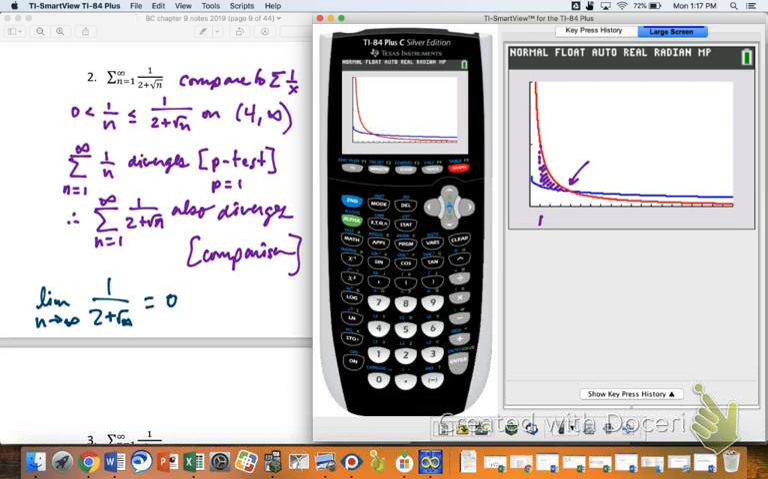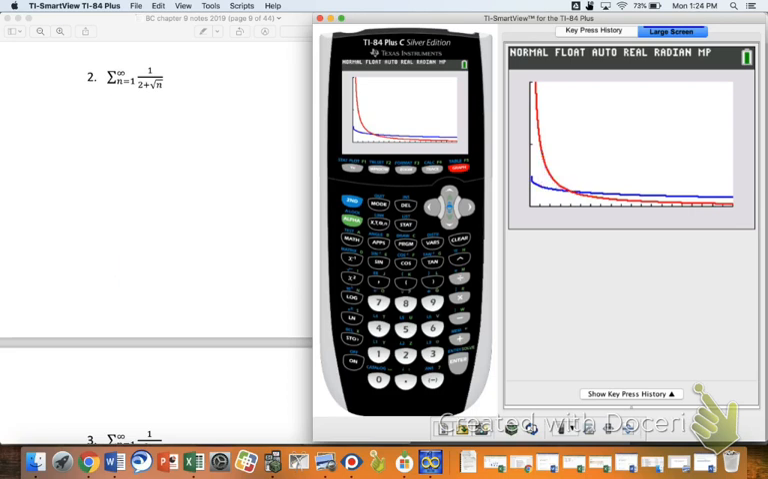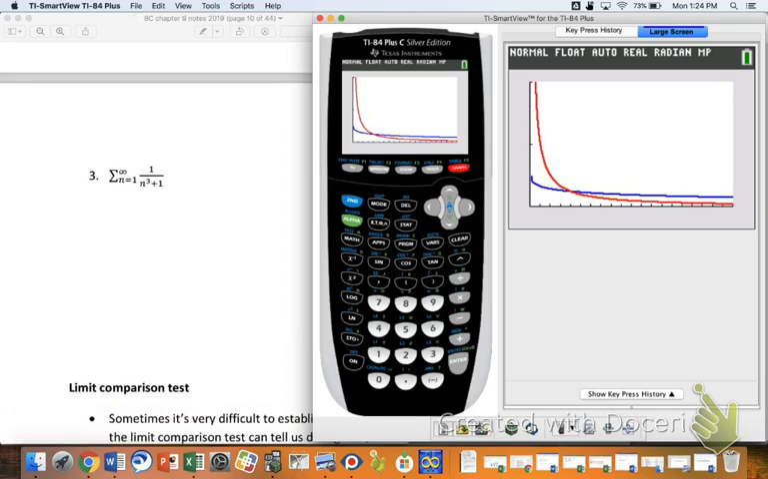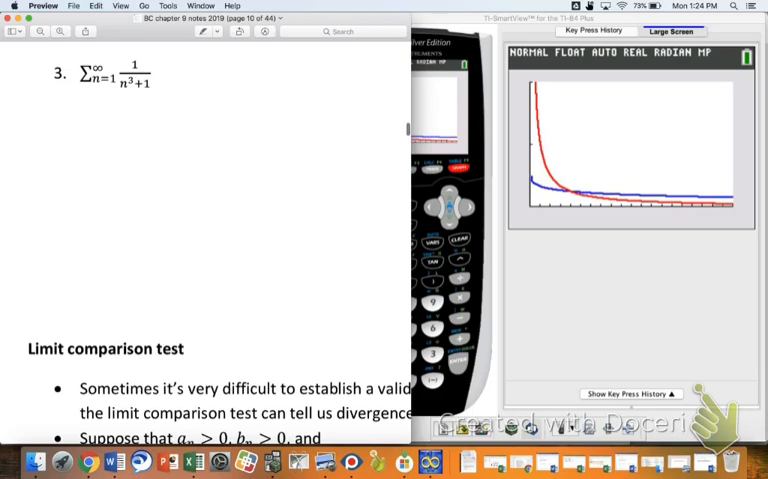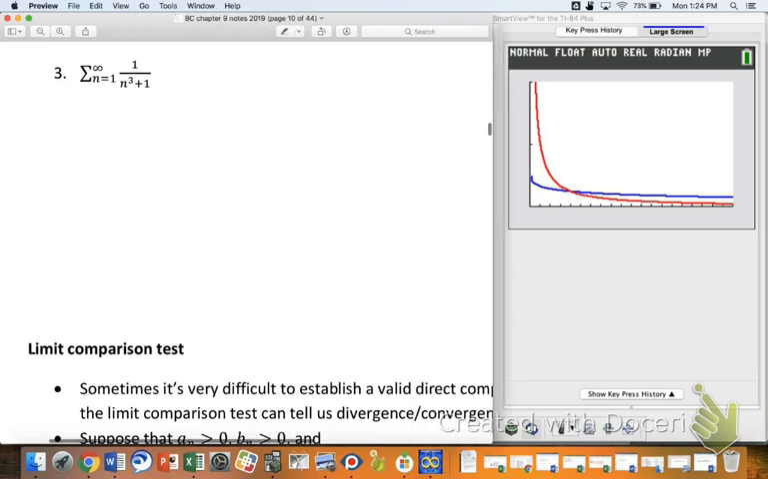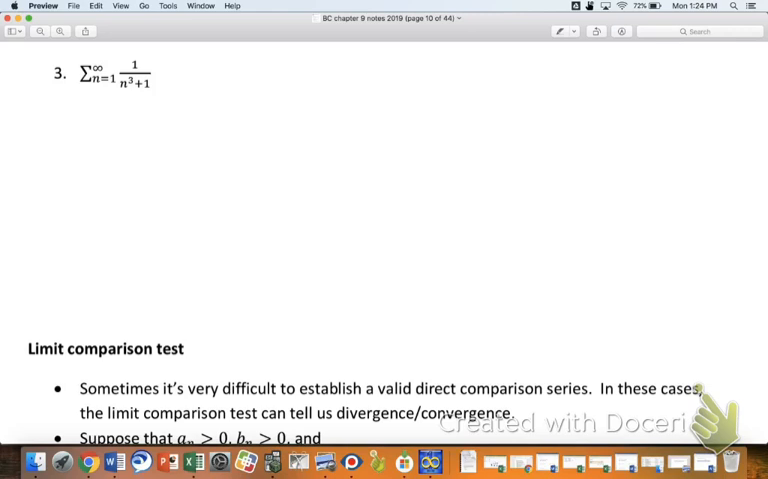All right, so if you haven't already taken a peek at number 3, please do take a peek at number 3. Okay, so similarly, feel free to use your calculator to do some comparing and graphical looks and decide what you want to try to compare to.